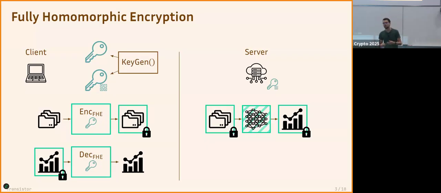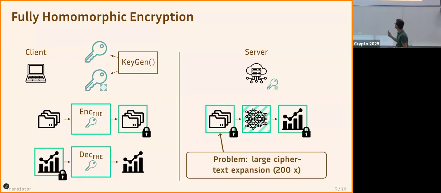So the main problem with fully homomorphic encryption, you may have heard of it, is the performance. So this step is very, very slow. We are talking about 3 or 4 orders of magnitude slower than the regular computation. But there's a second problem, which is the ciphertext expansion: when you encrypt your data, you get ciphertexts that are about 200 times larger than the original data. So it's going to be a pain to send to the server.